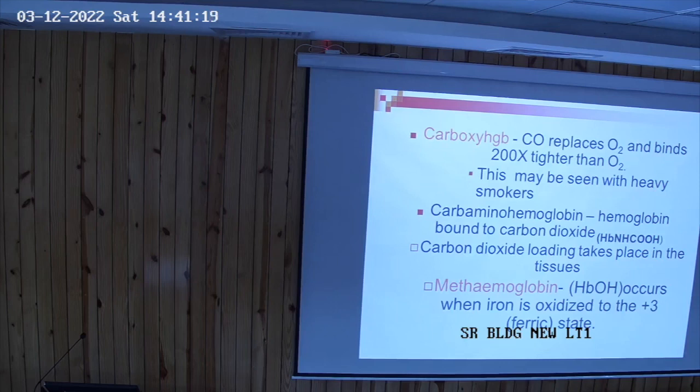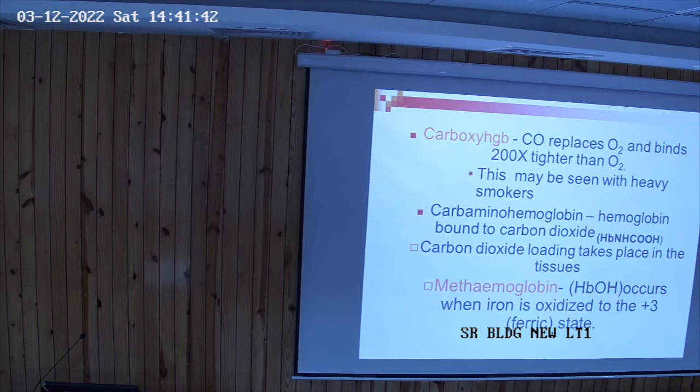Okay, so it has 200 times higher affinity than oxygen. This may be seen with heavy smokers. Carbaminohemoglobin bonds to carbon dioxide. Okay. Now see, this carbon dioxide is getting bound with the NHCO2. Loading takes place in the tissue.